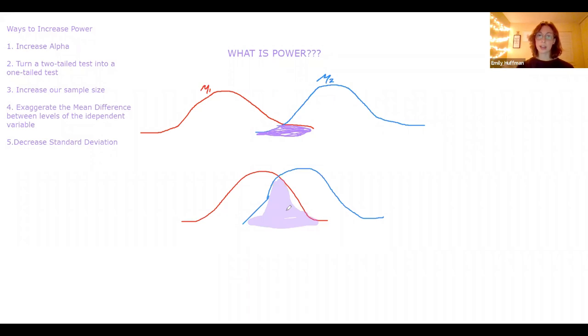And if this has not helped, then your book gives great examples of the different types of power and how each of the 5 ways to increase power affect the distribution. And this is on page 237 to 239.